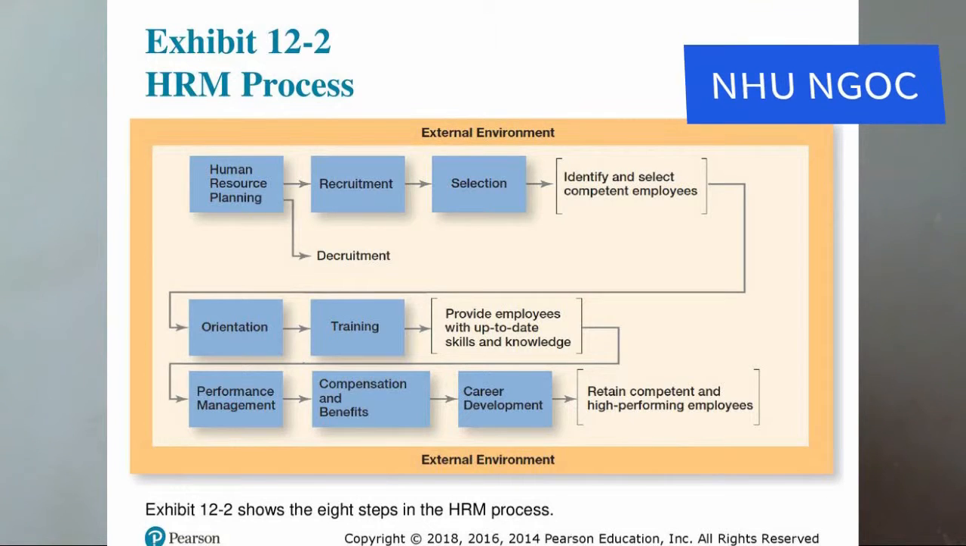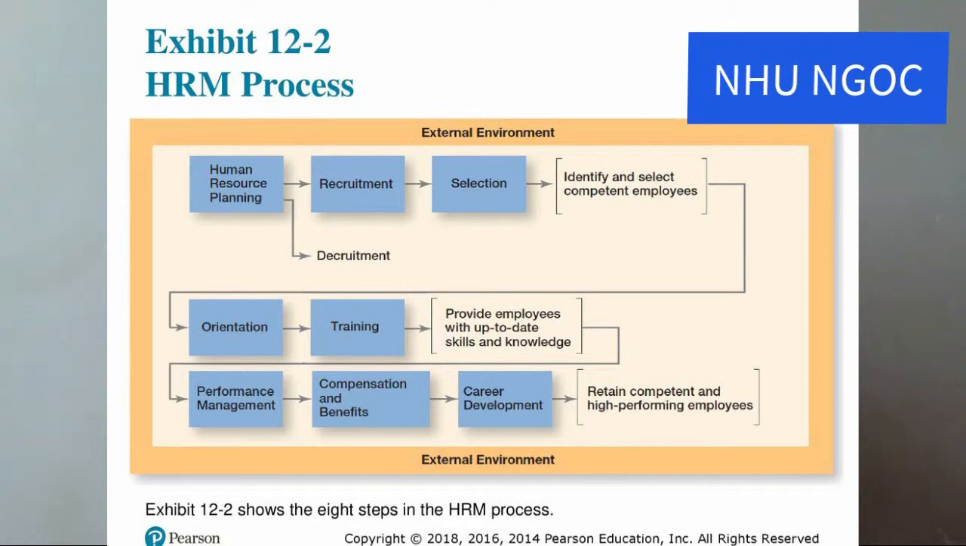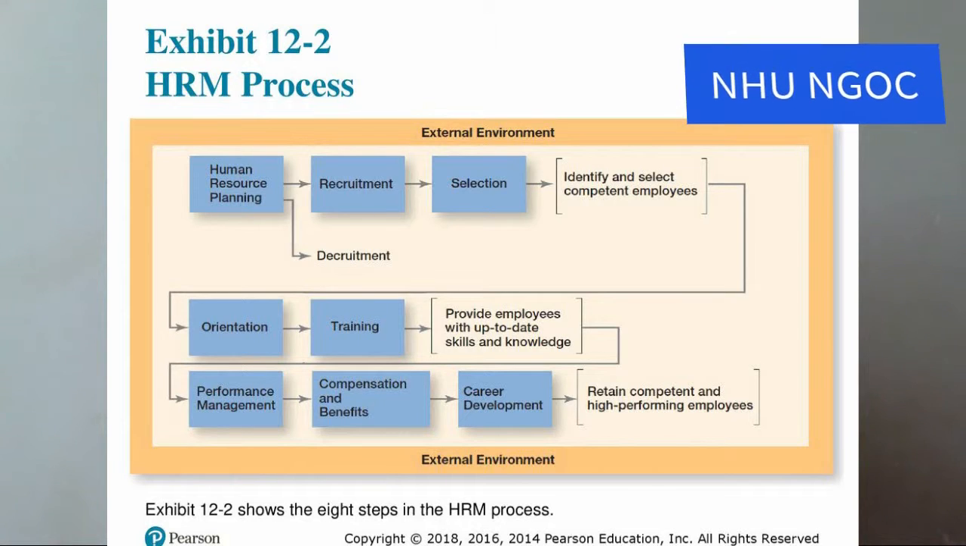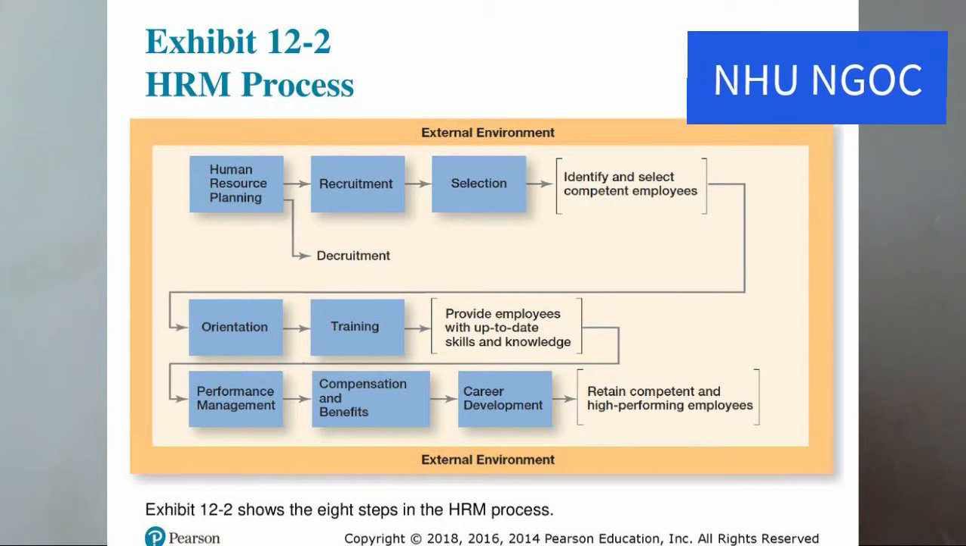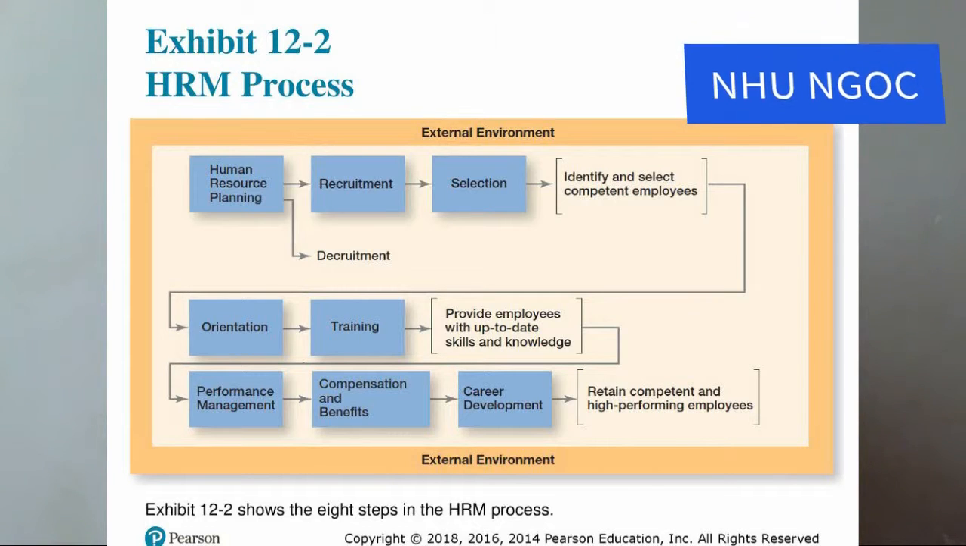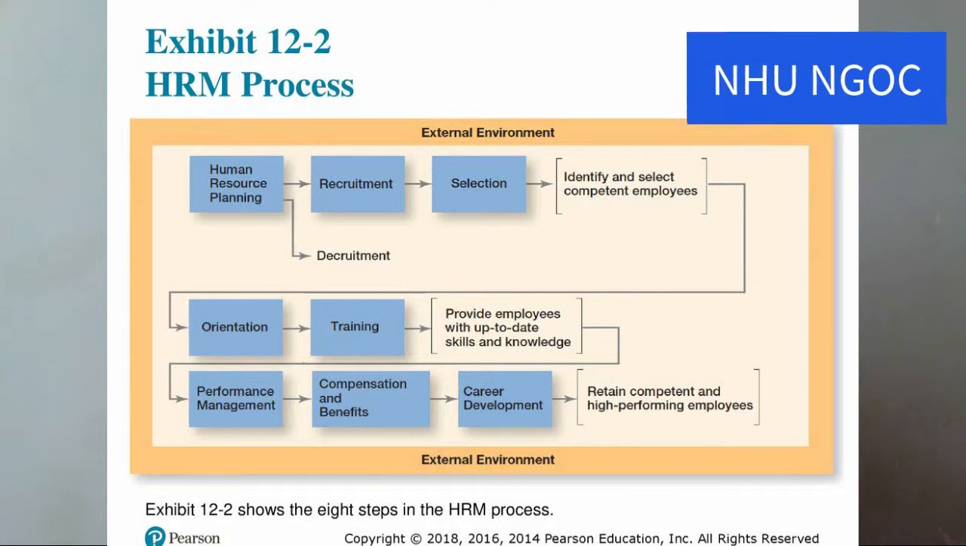As you can see in Exhibit 12.2, the entire HRM process is influenced by the external environment. Those factors most directly influencing it include the economy, employee labor unions, governmental laws and regulations, and demographic trends. Labor union: an organization that represents workers and seeks to protect their interests through collective bargaining.